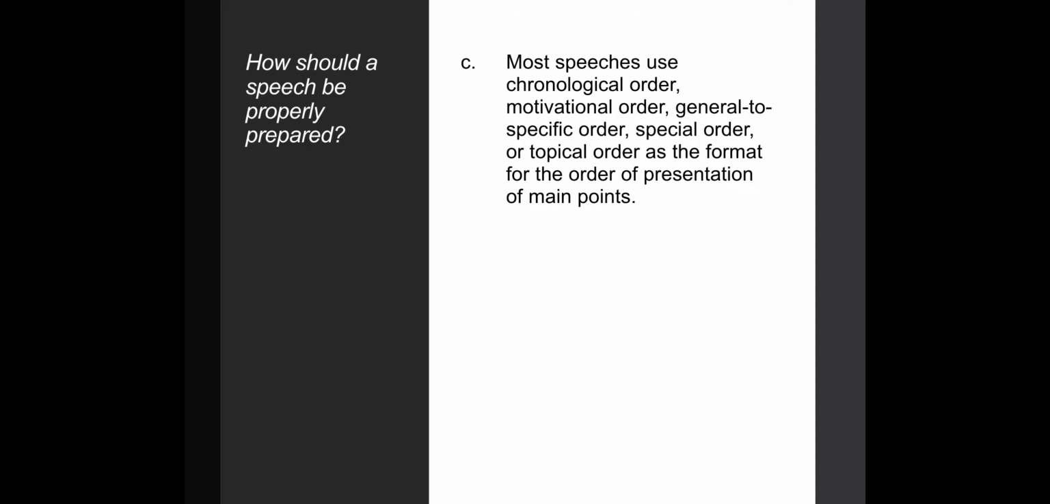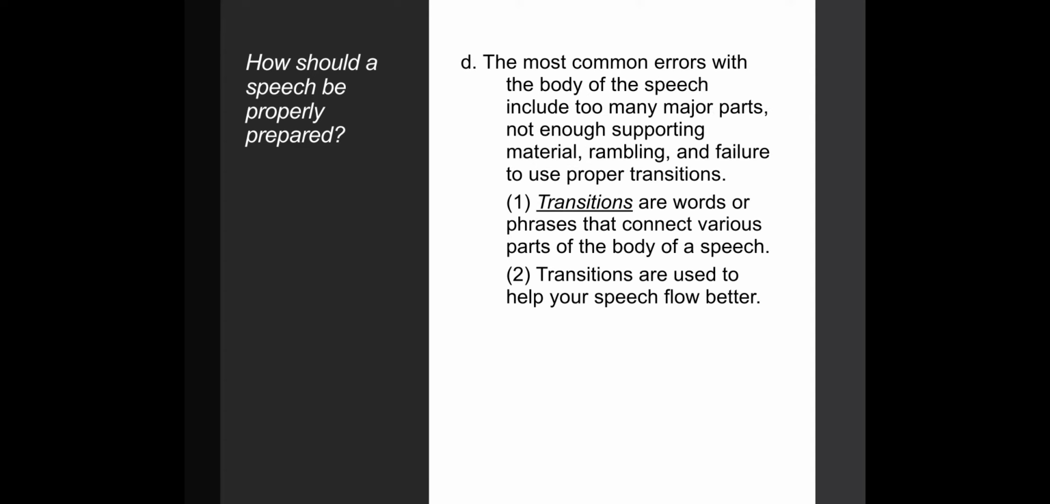Okay, and then most speeches use chronological order, and we talked about that earlier. General to specific order, special order, topic order, format for the order or presentation of the main points. Most common errors with the body of the speech include too many major parts, not enough supporting material, rambling, failure to use proper transitions. So transitions are words or phrases that connect various parts of the body to a speech. They're used to help you flow through your speech better.